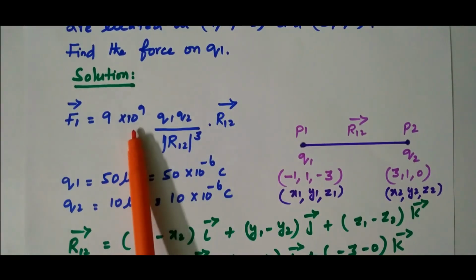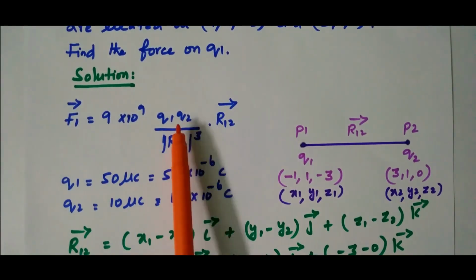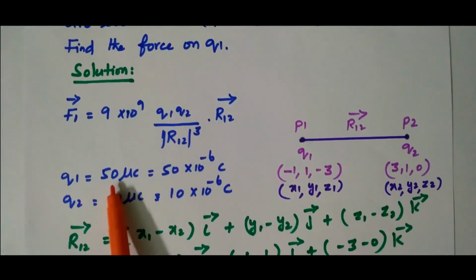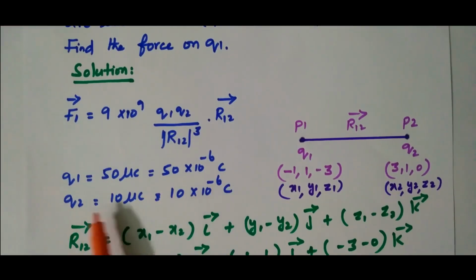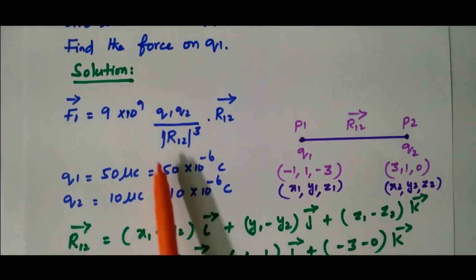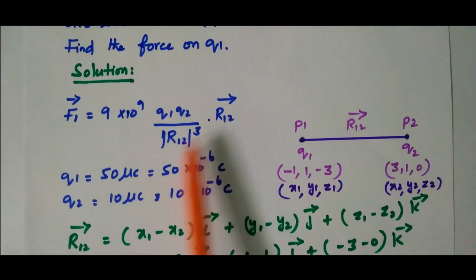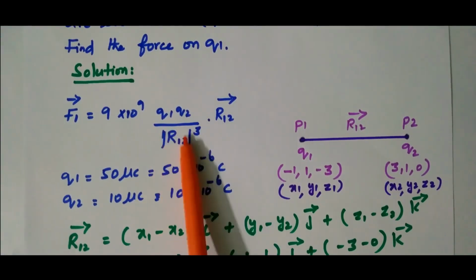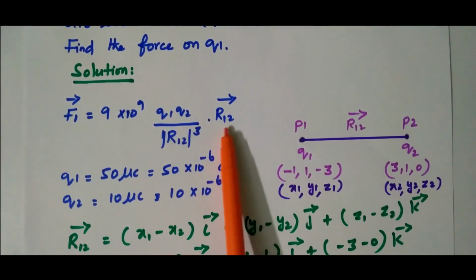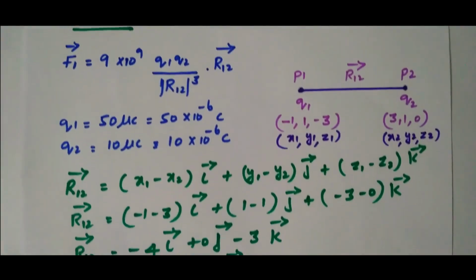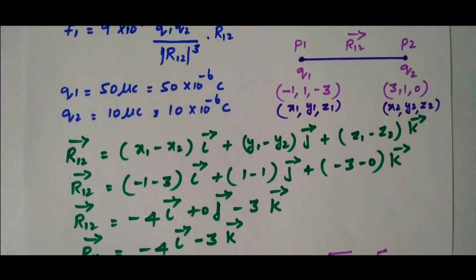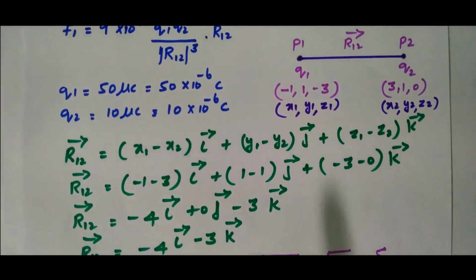So 9 into 10 to the power 9, and the q1 q2 values are already available. Q1 is 50 microcoulomb, that is 50 into 10 to the power minus 6 coulomb. Q2 is 10 microcoulomb, that is 10 into 10 to the power minus 6 coulomb. What we need is the r12 vector and r12, the magnitude. We need this r12 vector, right? The other terms are already available. How will you find this r12 vector, the distance vector? R12 vector is nothing but the distance vector.